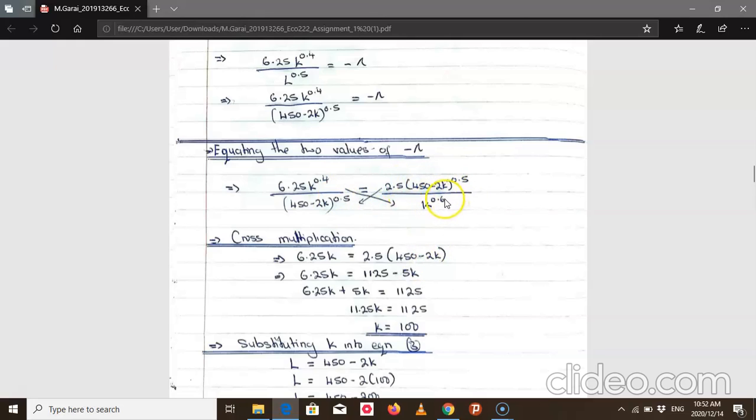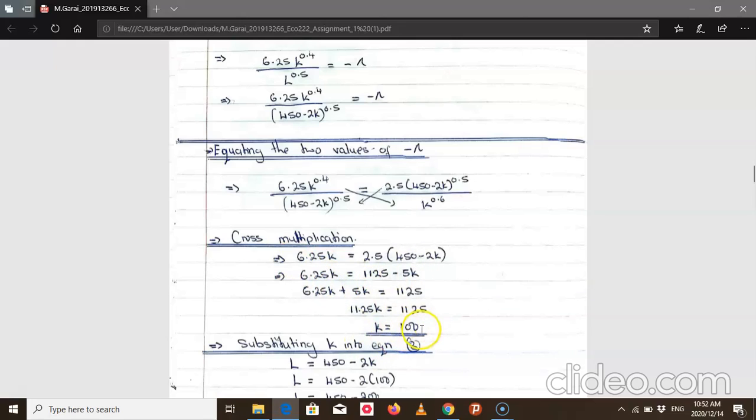And if these powers meet, the power 0.6 and the power 0.4, if they meet, they just give us k to the power 0.4 plus 0.6, which is k to the power 1, which is k. So we'll be having like 6.25k. And then now it's simple, we solve this equation and find k.